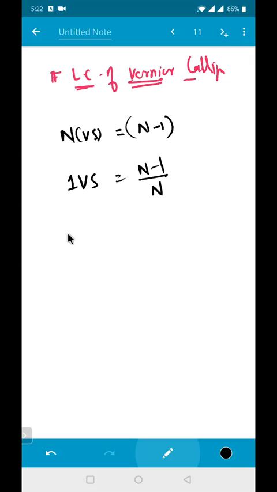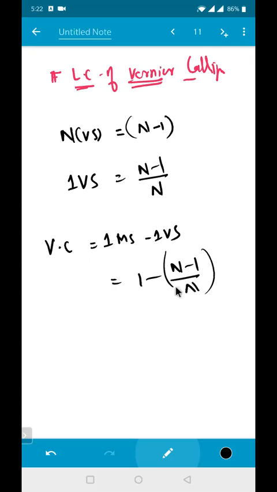So the Vernier constant will be equal to 1 main scale reading minus 1 Vernier scale reading. That will be equal to 1 minus n minus 1 divided by n. If I simplify it, this becomes 1 main scale reading divided by n. Which is equal to the value of the smallest division of the main scale divided by the total number of divisions on the Vernier scale.